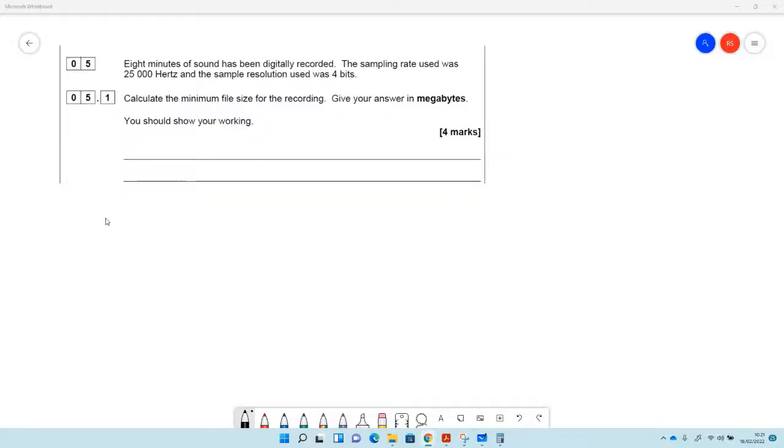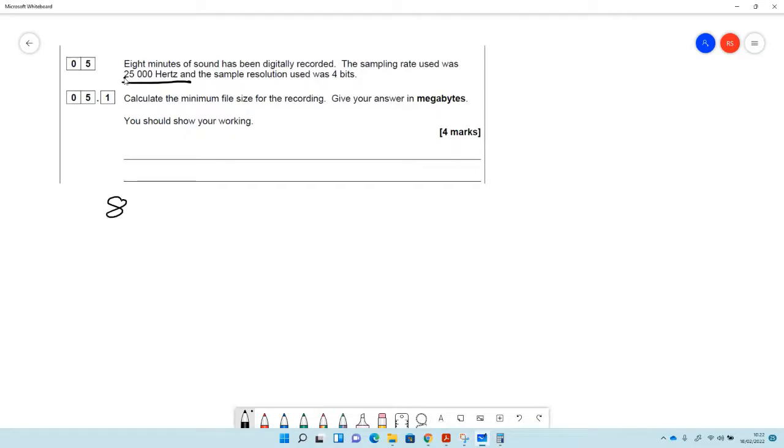A tricky-ish one about working out the size of a sound file. So the things we need to remember is we've got 25,000 hertz, it's saying here, as the sample rate. Sample rate hertz is per second, so it's 25,000 samples per second. We've got 8 minutes, so we've got to convert minutes to seconds.